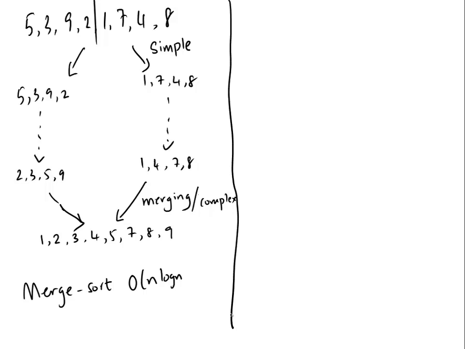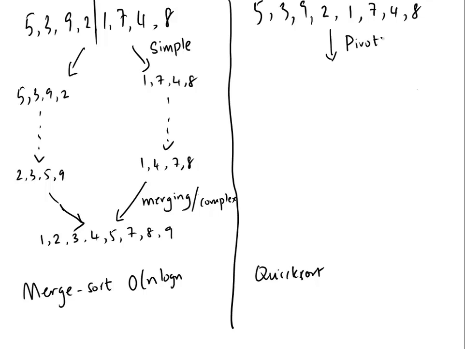So now let's look at QuickSort on the same example. 5, 3, 9, 2, 1, 7, 4, 8. In QuickSort, what you do is you first pick an arbitrary element called the pivot P. Let's say we just pick the first element here, which is 5. The choice of the pivot is actually important for the performance of the algorithm. We'll come back to this later. Let's now assume that the pivot is 5.